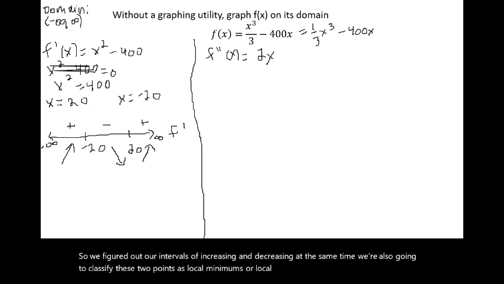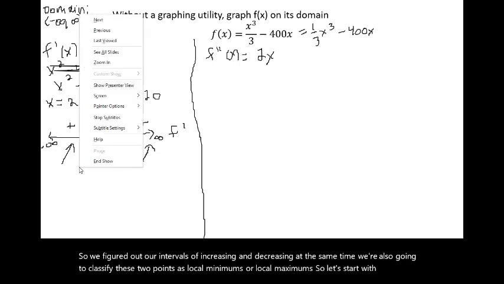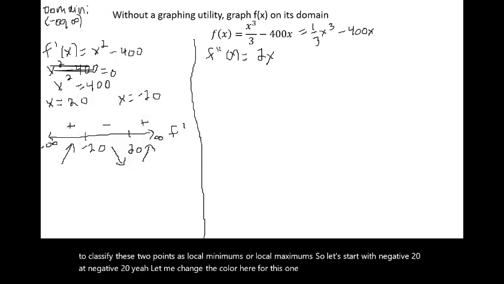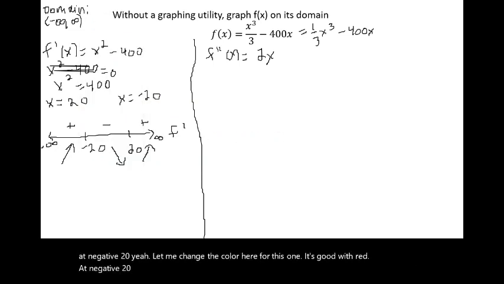So let's start with negative 20. Let me change the color here for this one. Let's go with red. At negative 20, the function went from increasing to decreasing. So that is clearly a local maximum.